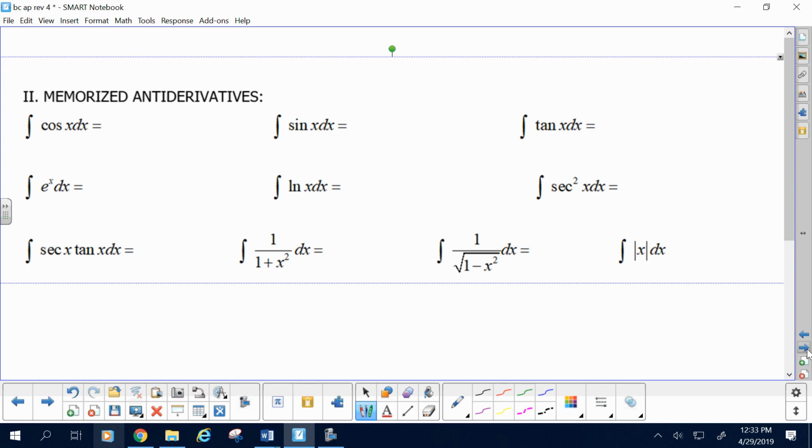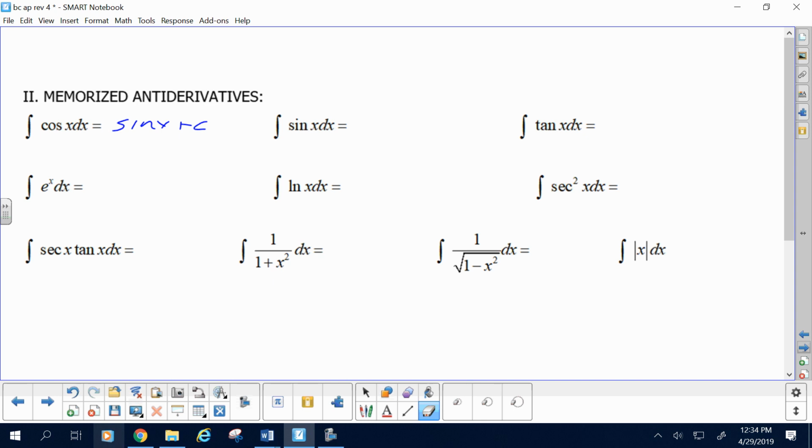Okay. Memorized antiderivative of cosine: sine or negative sine? Check it and make sure it makes sense. Is negative sine's derivative cosine? No, and therefore it is not negative sine. It must be positive sine. Always take a second to say, did that work if I took a derivative? Okay, so it's sine. What about sine? Cosine? Does that work if I take a derivative? No, it would be negative sine, so it must be negative cosine.